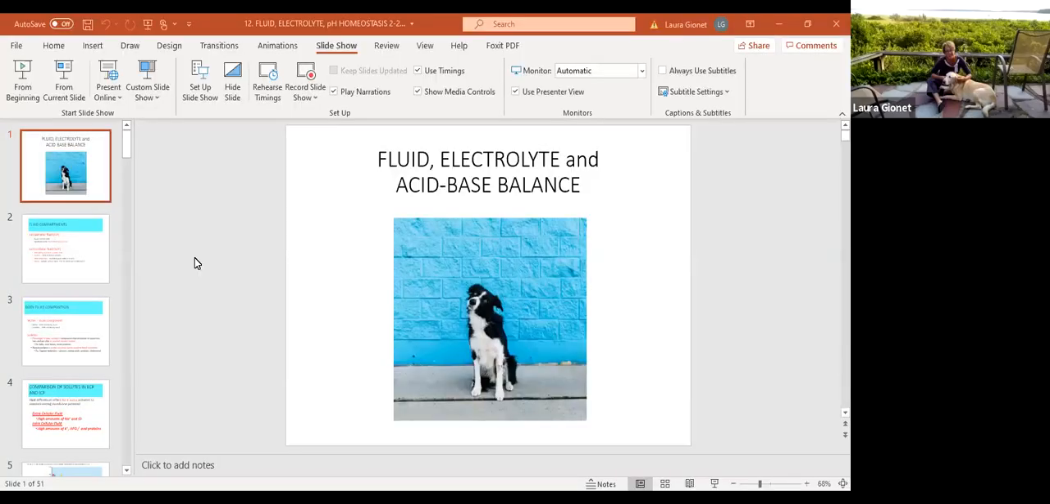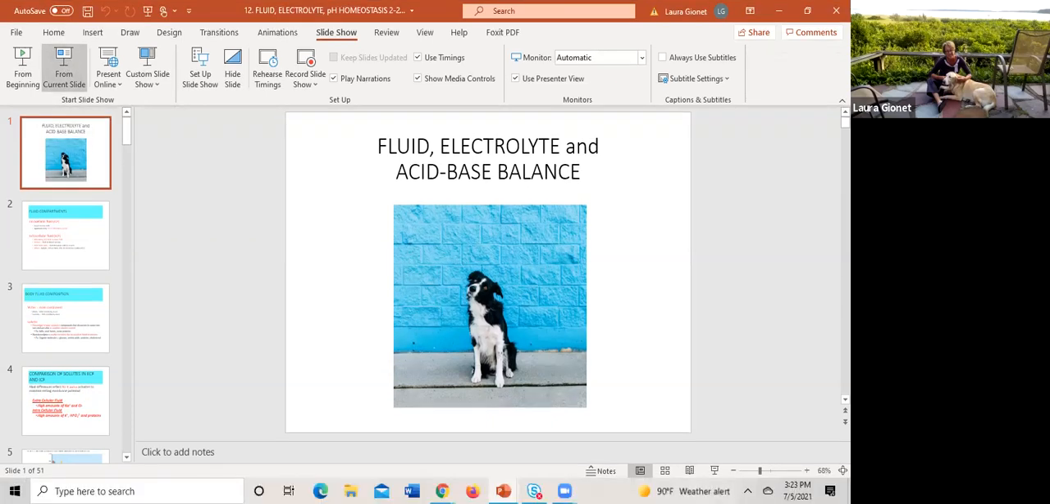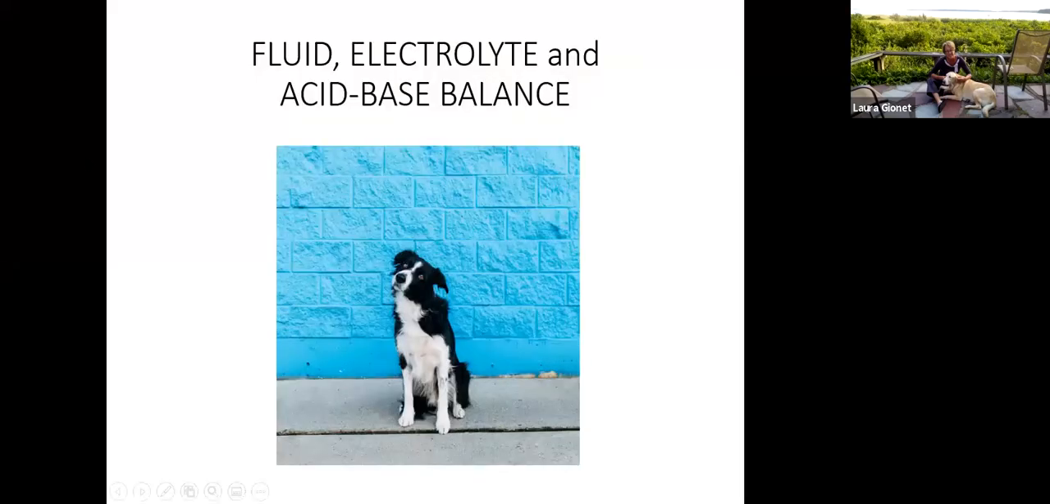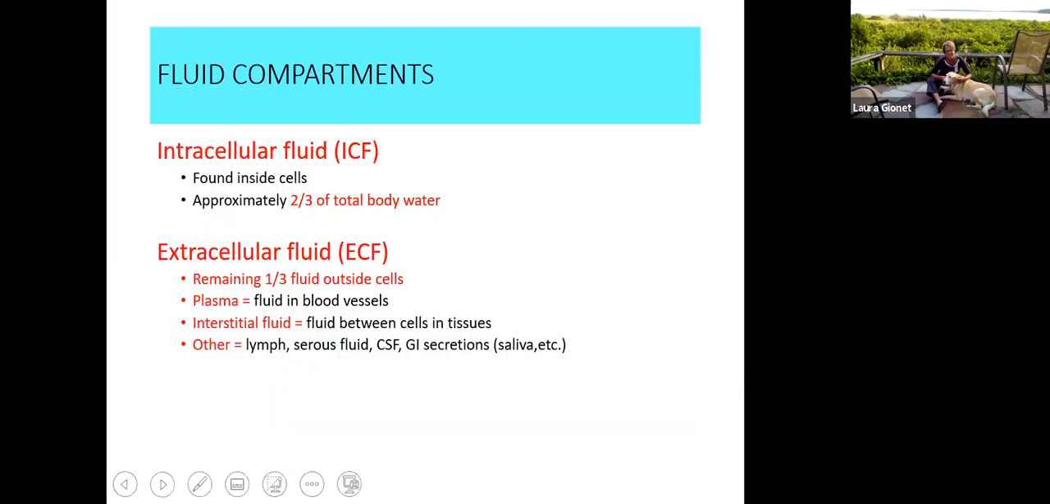Okay, we're covering fluid, electrolyte, and acid-base balance. So we have different fluid compartments, and it's easiest probably to just approach this as the majority of fluid is found intracellularly. Thus it is found inside all the trillions of body cells in your body, and that accounts for about 2/3 of the total body water.